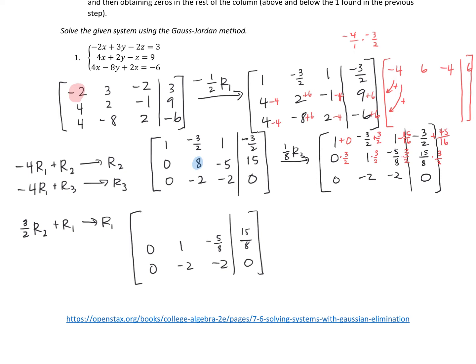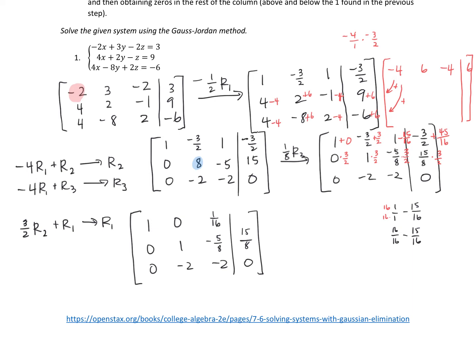So 1 plus 0 is 1. Negative 3/2 plus 3/2 is 0. 1 minus 15/16. You can use a calculator, or you can do it mentally, or you can find a common denominator. So 1 is 1 over 1 minus 15/16. Your common denominator would be 16, so scale up. 16/16 minus 15/16 would be 1/16.